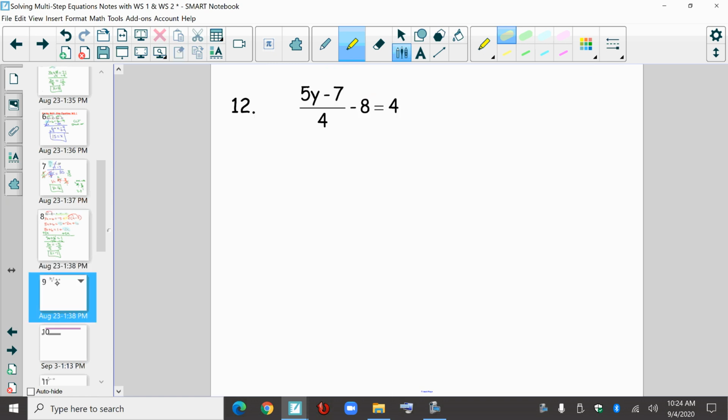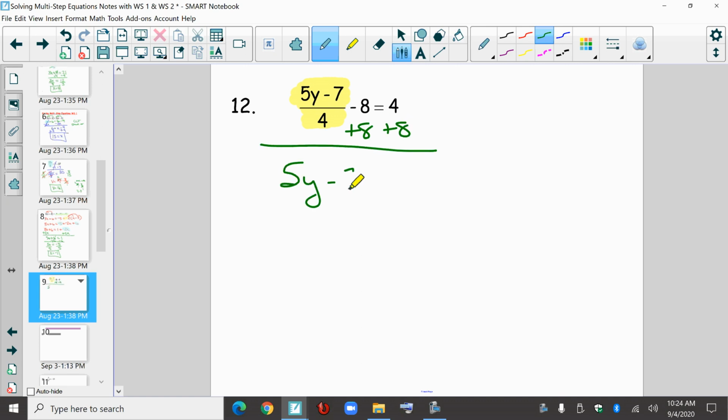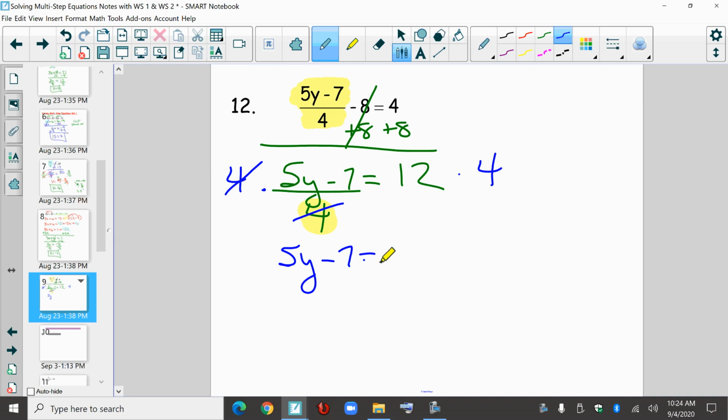Number 12. We've done one like this multiple times. First thing first, keep this as one term. So now we're going to get rid of this -8 by adding 8 to both sides. So 5y minus 7 is equal to a 12, making sure that this is over 4. So now I have a numerator and a denominator. I need to get rid of that denominator. How do I get rid of this denominator? I do that by multiplying both sides by 4. The 4's cancel out. I'm left with 5y minus 7 is equal to 48.